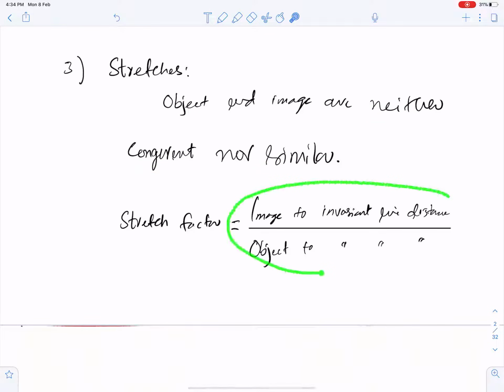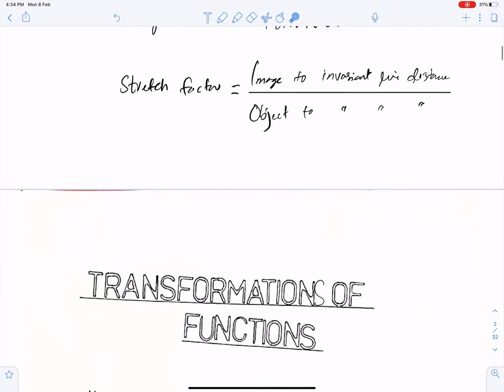And this is the formula of the stretch factor. Image to invariant line distance divided by object to invariant line distance. Invariant line means a line which contains the invariant points. Invariant point means a point which will remain unchanged after the transformation.